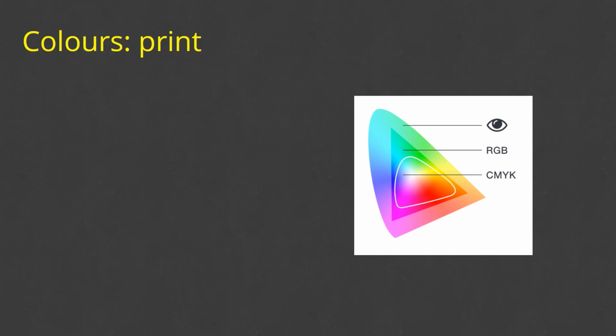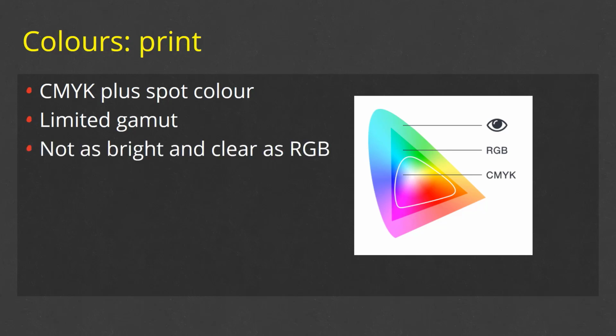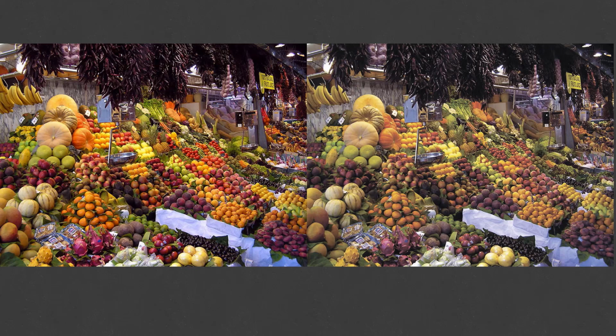Colors are different in print to the web. So in print, you're looking at CMYK, cyan, magenta, yellow, and black, plus any spot colours you might want that would be brighter than what's available by mixing CMYK. You have a limited gamut, so if you have a look at the diagram on this page, you can see that the CMYK only encompasses a small amount of the visible colours that are available to the human eye. It's not as bright and as clear as RGB, and a lot of the colour quality depends on the stock and the printing quality.